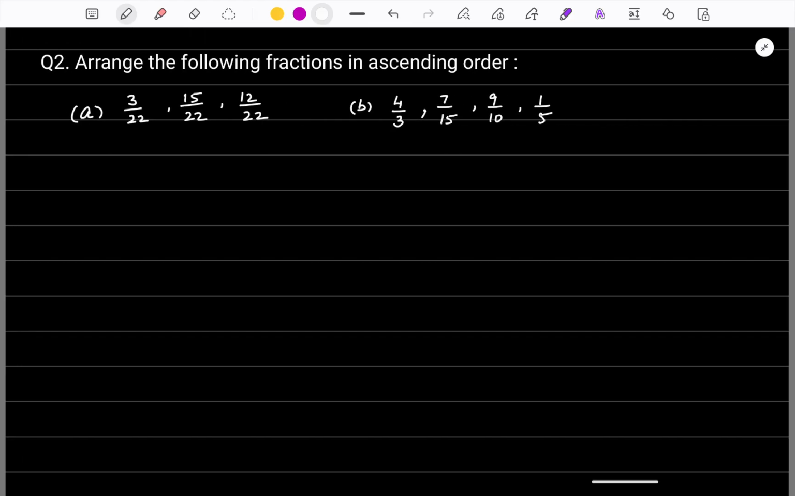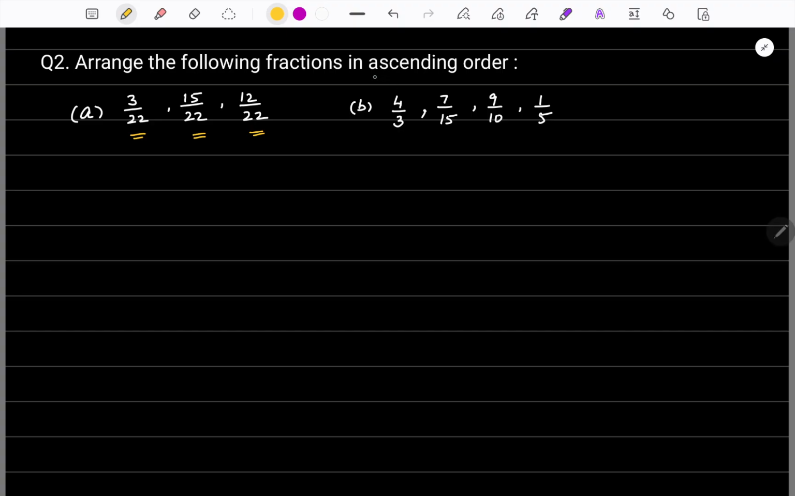Now let's move on and look into another example. The second question says arrange the following fractions in ascending order. Now for this part A, we see that 3 by 22, 15 by 22 and 12 by 22. Now the denominator here, 22, is common. That is, it's the same. 22 makes them like fractions. So we are having like fractions here. So the method for comparison is simply compare their numerators.